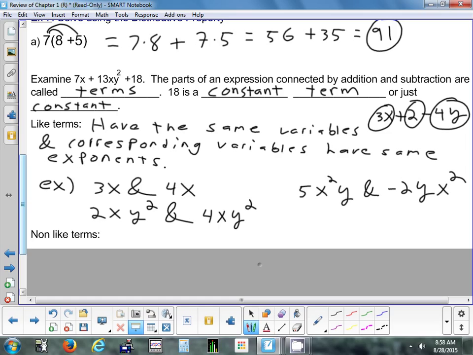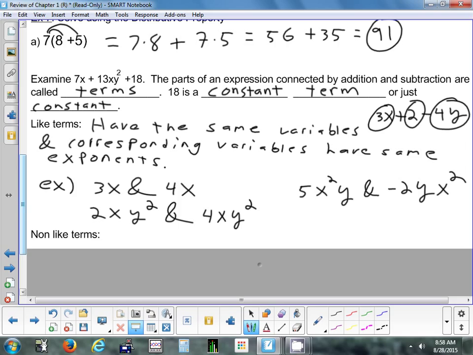Well, do they have the same variables? Yes. Is each variable raised to the same power? Is the power on the x the same on each side? Is the power on the y the same on each side? What's the power here? Oh, yeah.